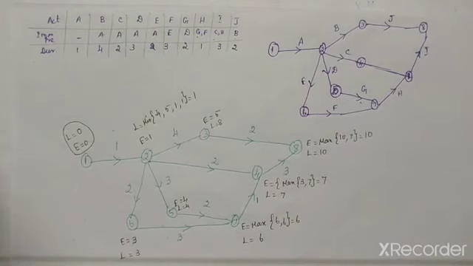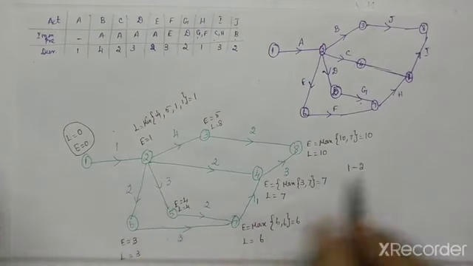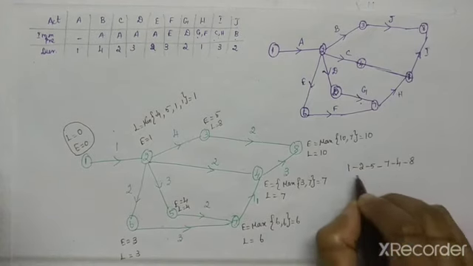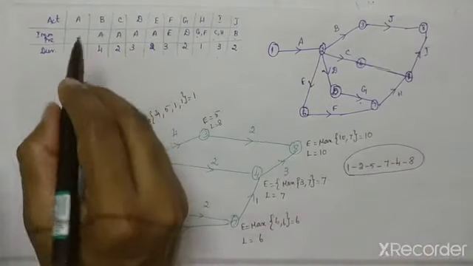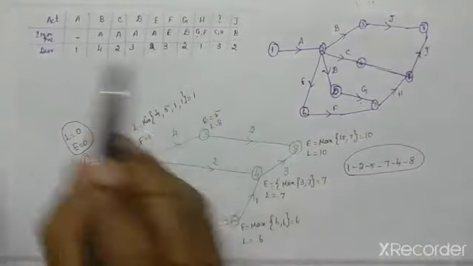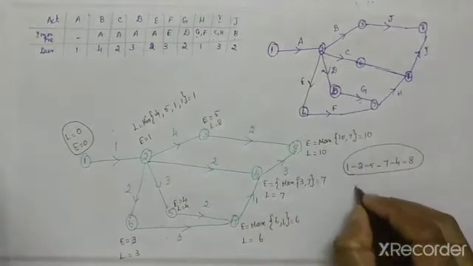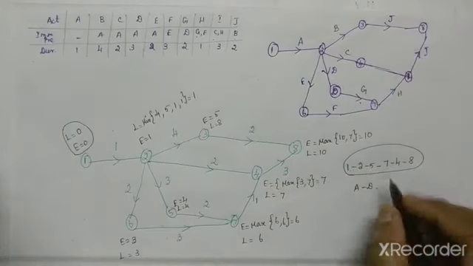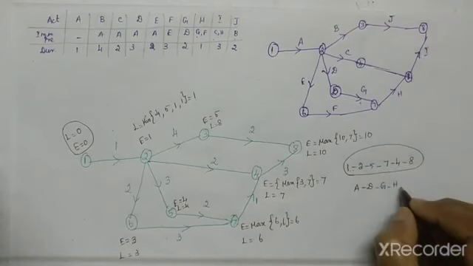So you have to draw the critical path. Finally we have to write like this. Suppose your path is 1 to 2, 2 to 5, 5 to 7, 7 to 4, 4 to 8. That is your correct critical path. You have to write it in terms of A, B, C, D because your problem is in terms of A, B, C, D. So 1 to 2 you write A, 2 to 5 you write D, 5 to 7 you write G, 7 to 4 you write H, 4 to 8 you write I.